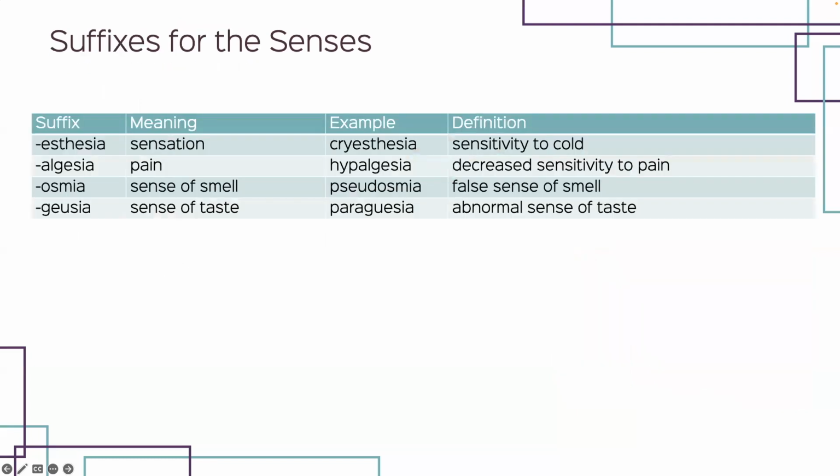And then we just have a couple of slides here of med terms, so suffixes for the senses. You've got aesthesia for sensation, so anesthesia is going to be that lack of sensation. Algesia is pain. Osmia is sense of smell, and geusia is sense of taste.